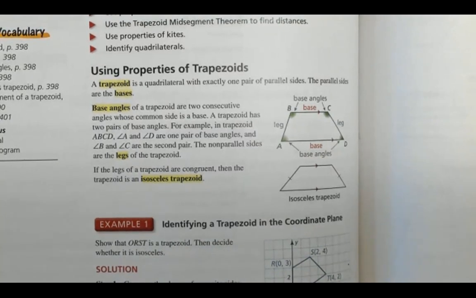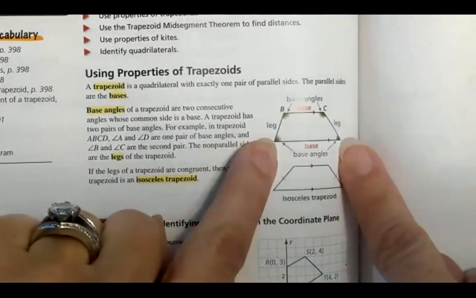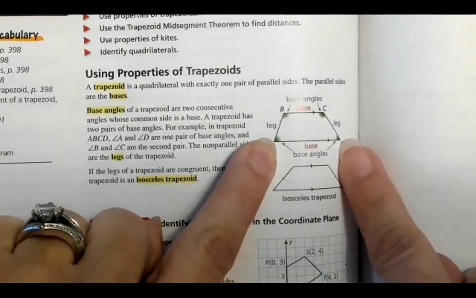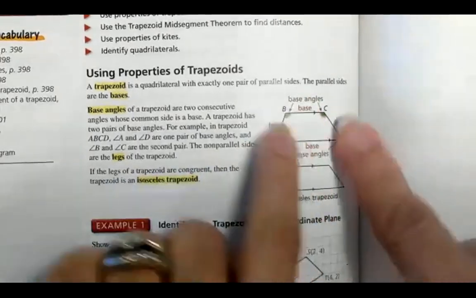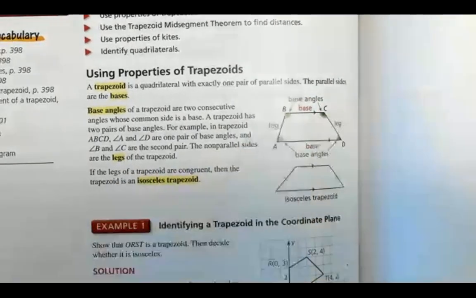Base angles of a trapezoid are two consecutive angles whose common side is the base. Just like in a triangle, these would be our base angles down here. However, since we have two bases of the trapezoid, these are also base angles.